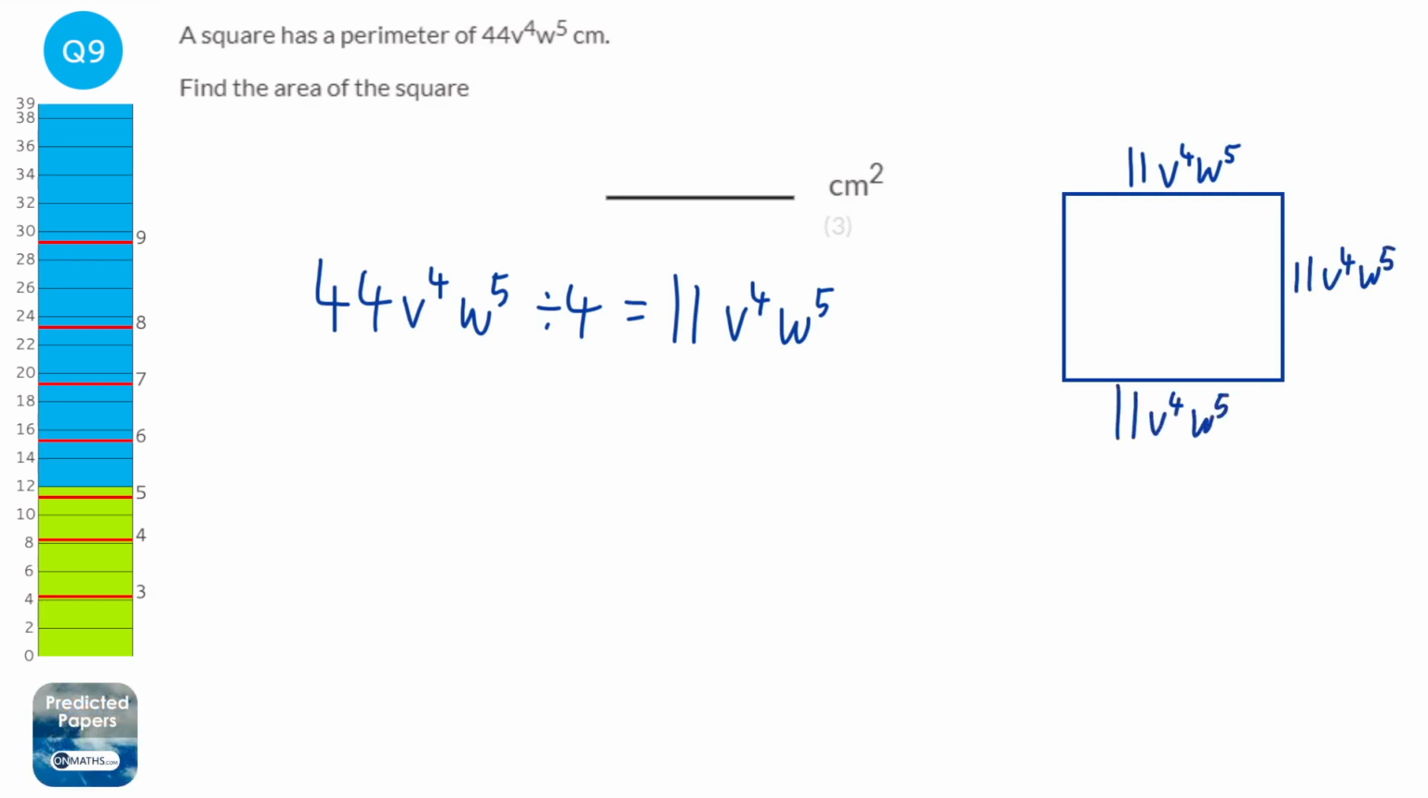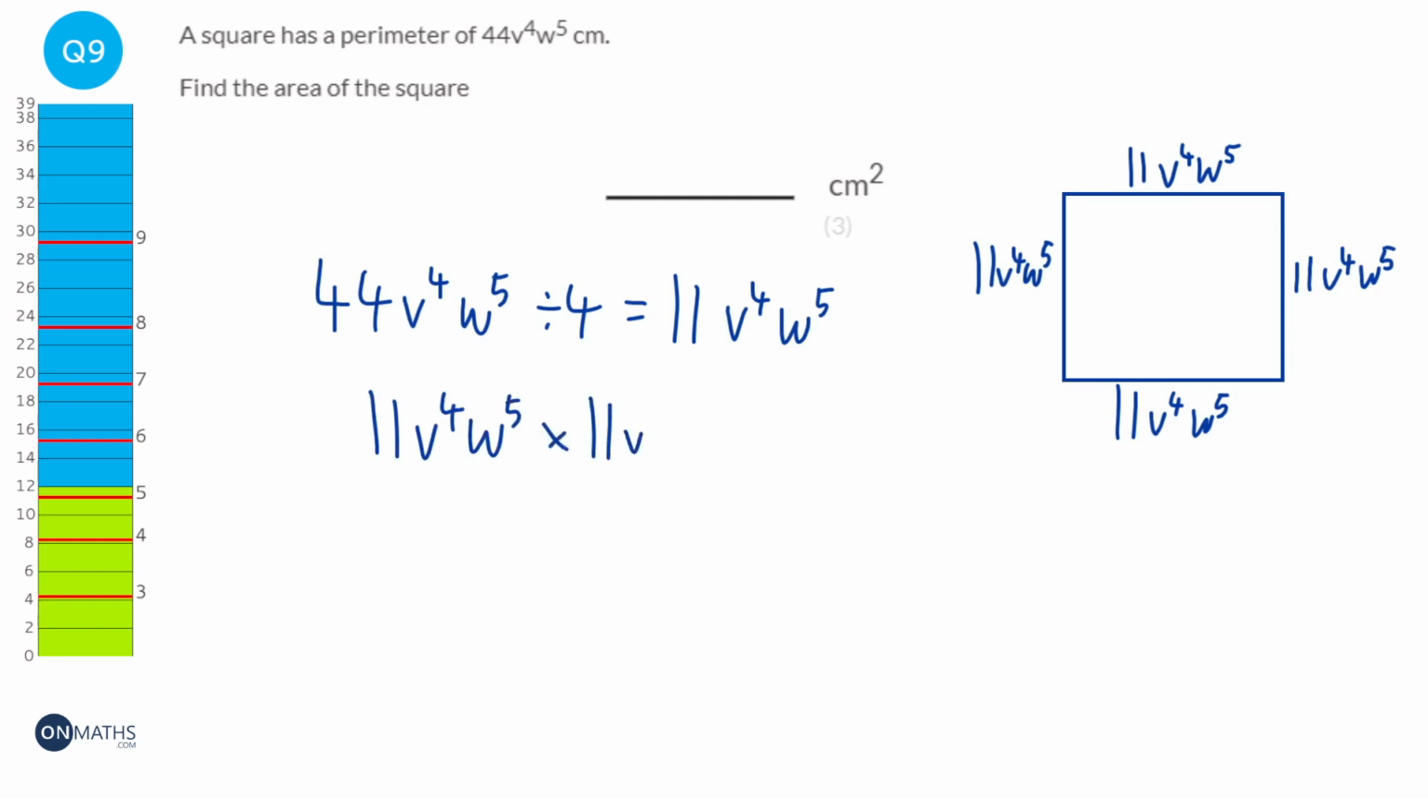when you add, you don't add the v to the power 4 w to the power 5. It's just going to be 11 lots, another 11 lot, another lot of 11, and another lot of 11. So it's 44 v to the power 4 w to the power 5 in total. And to work out what the area is, we obviously are going to square that. So we're going to do 11v to the power 4 w to the power 5, and we're going to just times it by itself, which is what squaring means.